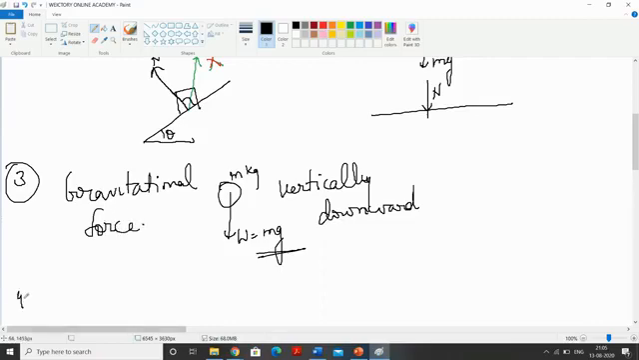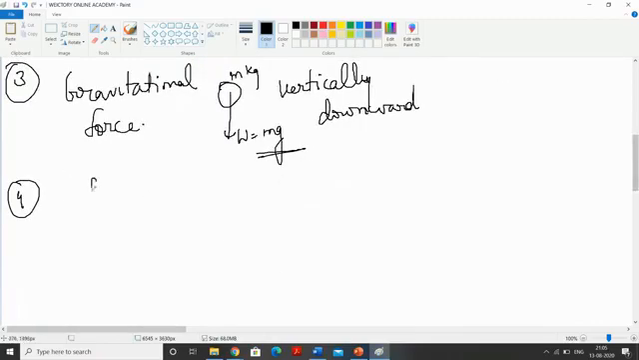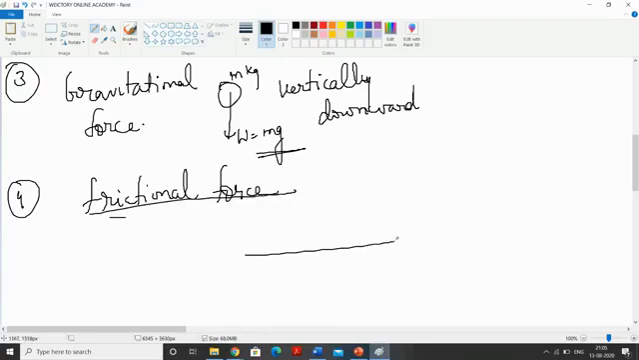Another kind of force is frictional force. Frictional force is a force which resists the relative motion between two bodies. If this is a surface and this is an object, and you try to move the object towards the right, there is a force which acts towards the left and tries to stop the body. This resisting force is the frictional force. It always acts in the opposite direction of the motion. If motion is towards right, friction acts towards left. If motion is towards left, friction acts towards right.